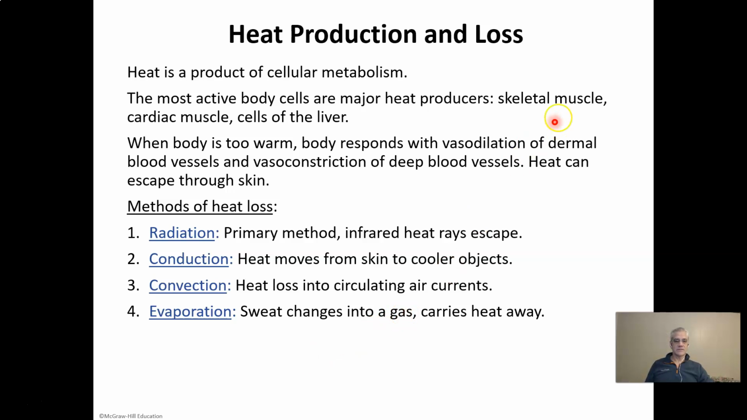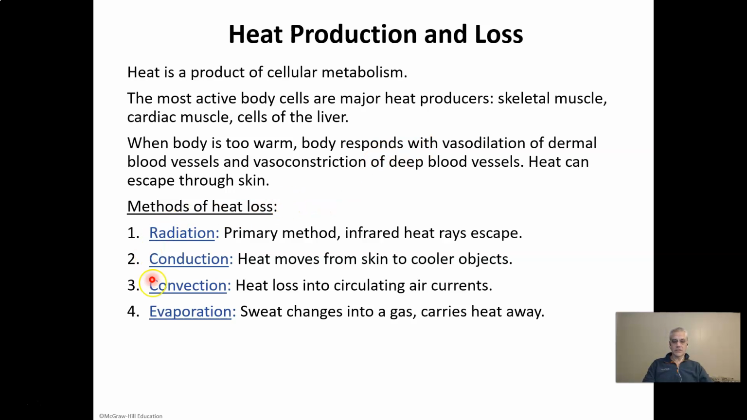Skeletal and cardiac muscles are huge producers of heat energy through the breakdown of ATP. As you know, we went through that whole process, right? 40% goes into chemical work, chemical energy. The other 50 to 60% is thrown off as heat. That's where you generate body heat.